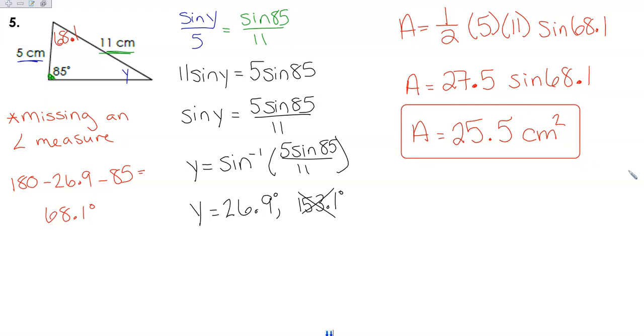All right, if you need more time to write things down, go ahead and pause your video. But let's go ahead and try number 6 on our own. So pause the video here, give this one a try. I will let you know that because we do have all 3 sides, you can pick whatever angle you want to try to find.